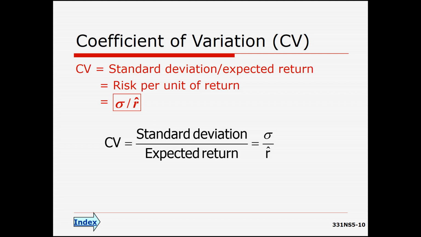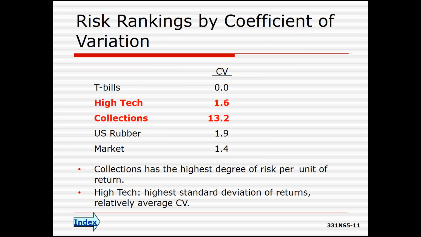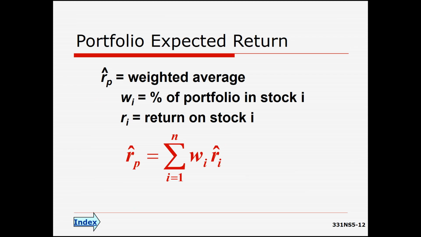Coefficient of variation allows us to choose one asset to hold in isolation from a group of assets. Here are the coefficients of variation for all our sample assets. Collections has a very high CV, low return, high risk. High-tech, which had the highest risk metric, is really only slightly riskier than the market. The expected return of a portfolio is simply the weighted average of the expected returns of the assets in the portfolio. The weights in this case are the percentage of the dollars invested in each asset.